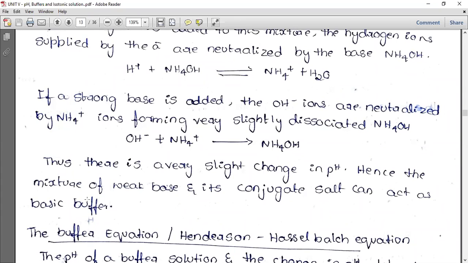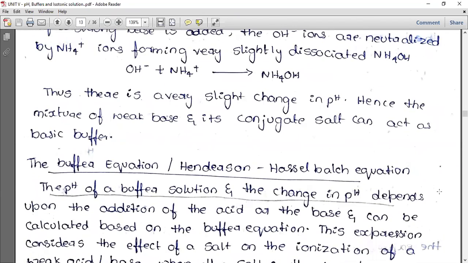Okay, this is very, very important. You can mark it down. This is very important for 10 marks, like what do you mean by buffer? And next, whatever we are going to study, there is something known as the buffer equation, or in general it is known as the Henderson and Hasselbalch equation. Buffer equation is also the same. Very, very important for 10 marks and very easy if you understand the concept.